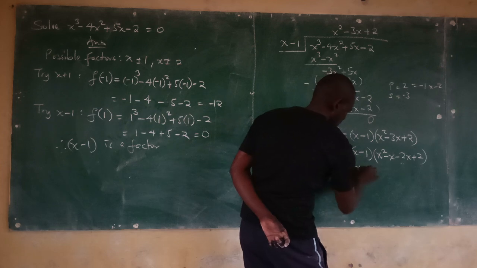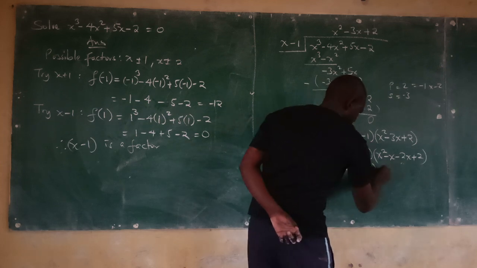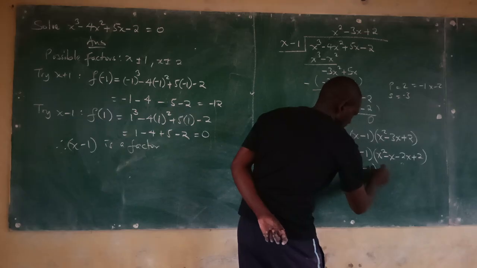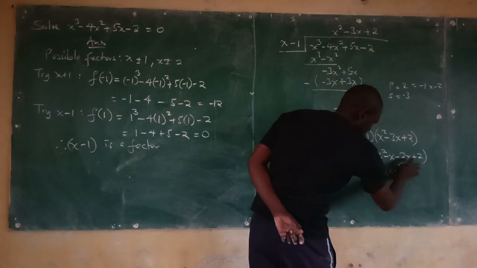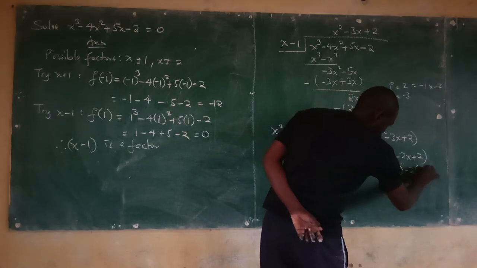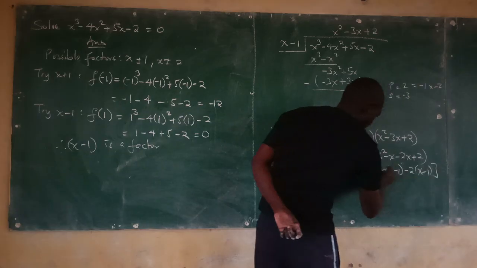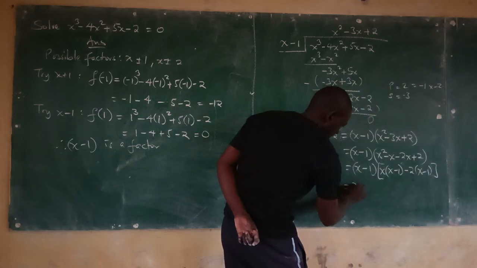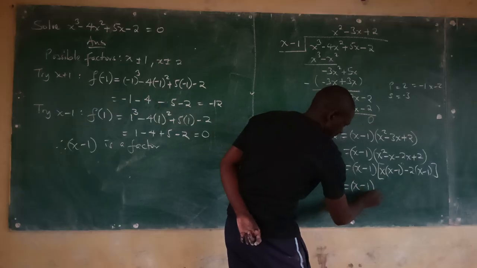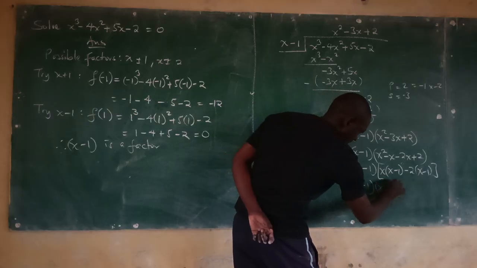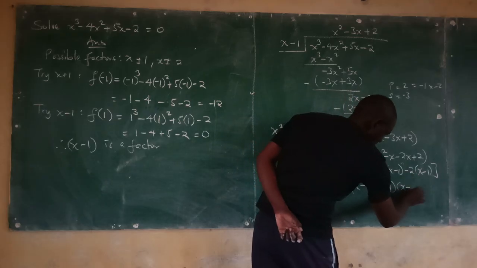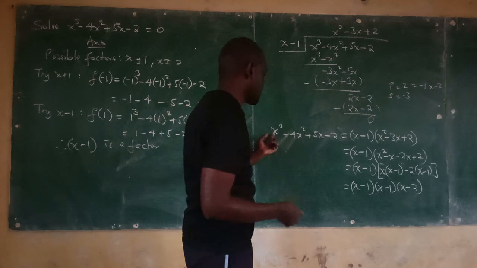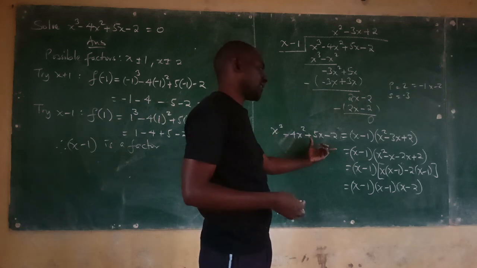Here we have x as common, then we have x minus 1. This side we have minus 2 common, x minus 1. And then finally we have x minus 1 times x minus 2. So this is the function factorized.